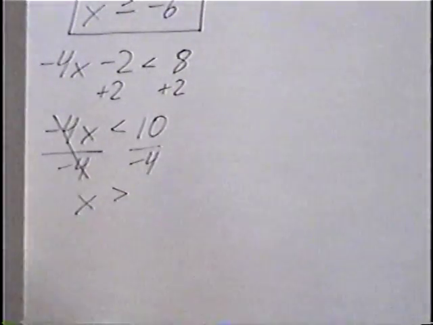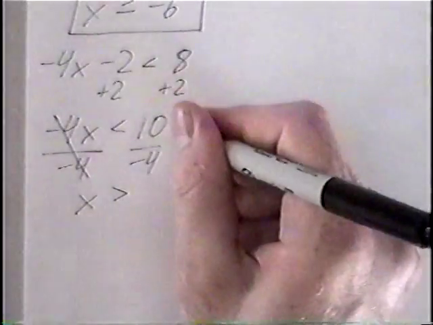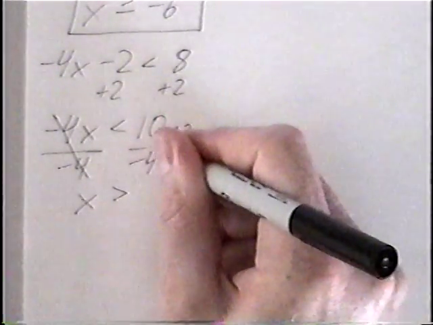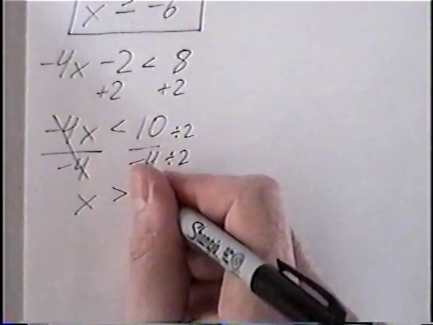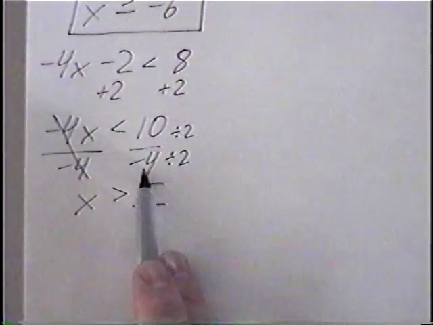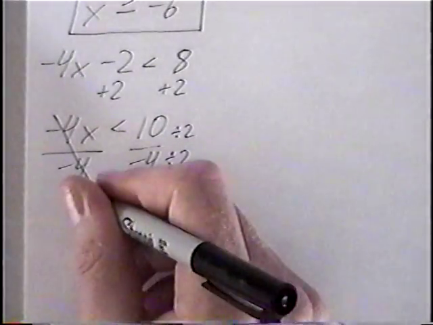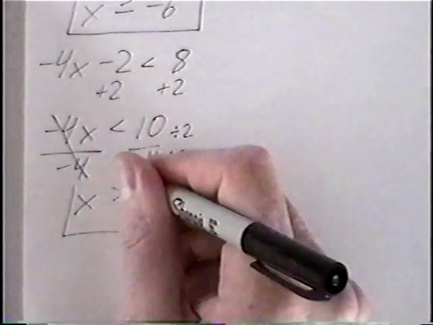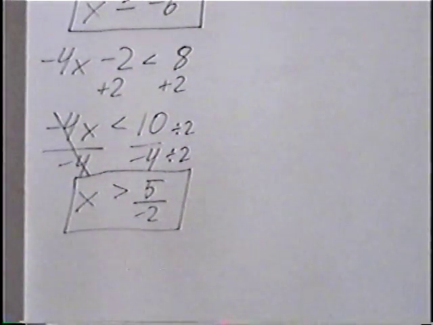Negative 4 does not go into 10, but we can reduce this fraction. Each number we can divide by 2. 10 divided by 2 would be 5, and negative 4 divided by 2 would be negative 2. So our final answer, x is greater than negative 5 over 2.